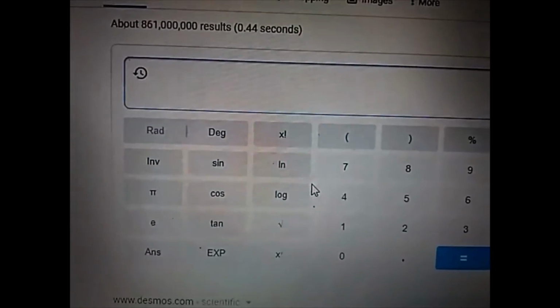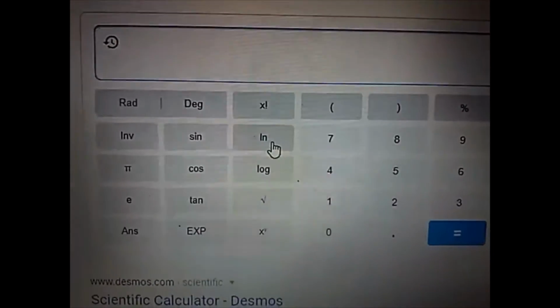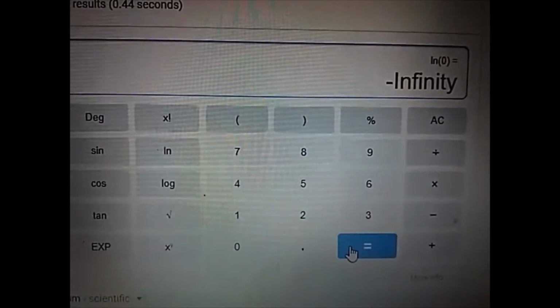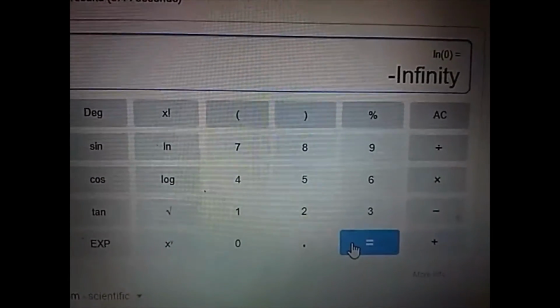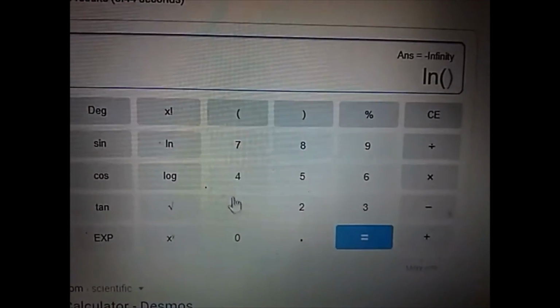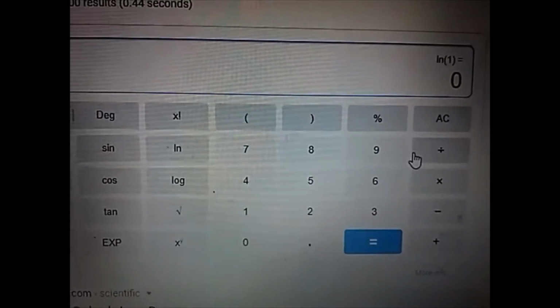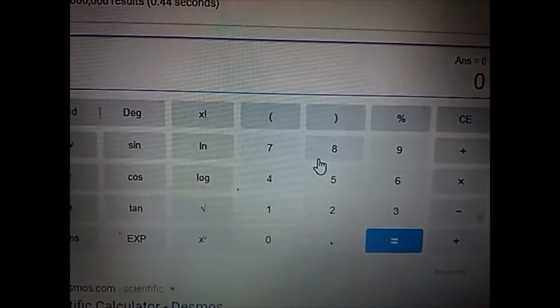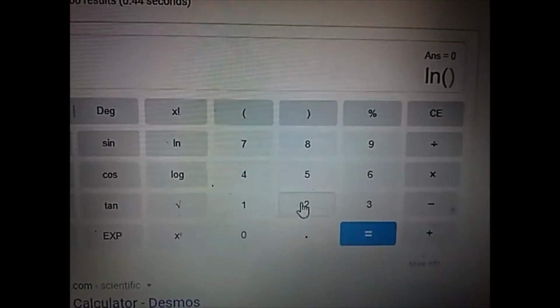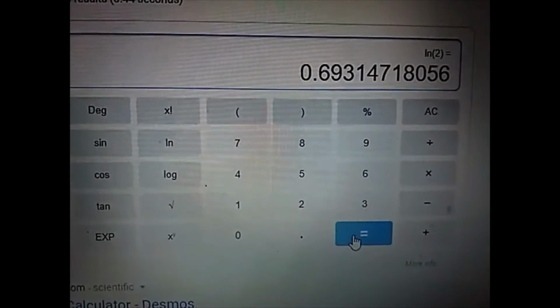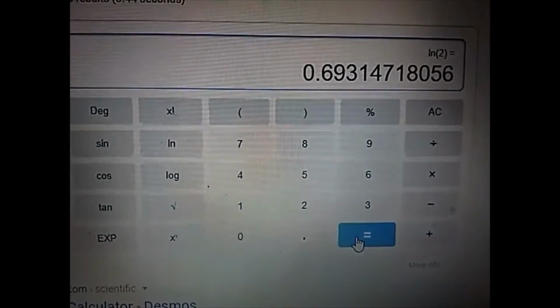Alright, now let's see what ln does. ln of 0 is negative infinity. Interesting. The ln of 1 is 0. Alright, and the ln of 2 is this number.